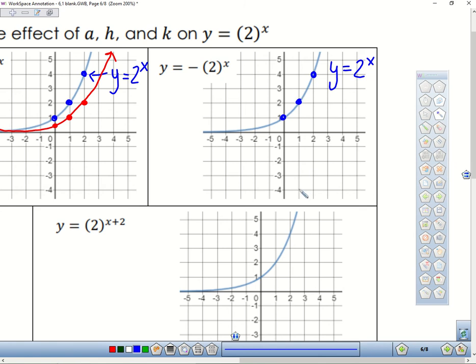So how we can actually compute this, you can draw it via reflection knowing the properties, but this value is really a -1, right? So you're going to take your y coordinates and multiply them by your -1, your a value. So what's 1 times -1? -1. What's 2 times -1? -2. And what's 4 times -1? -4. So as you can see, it's just going to look like this. It's going to be a reflection.